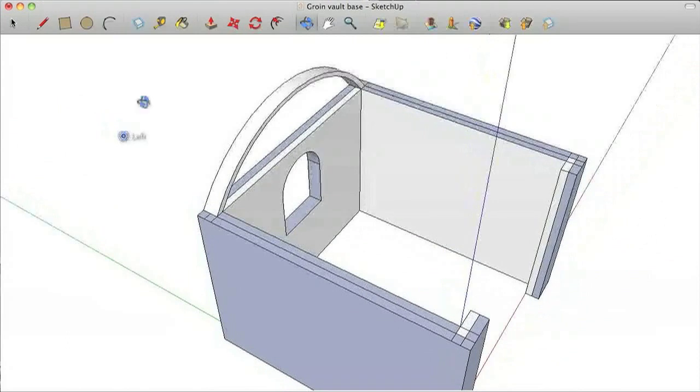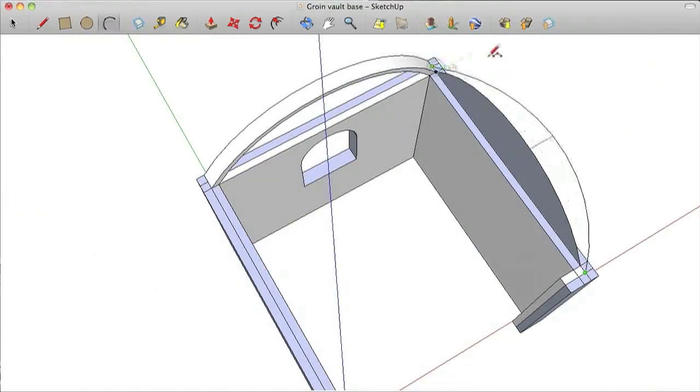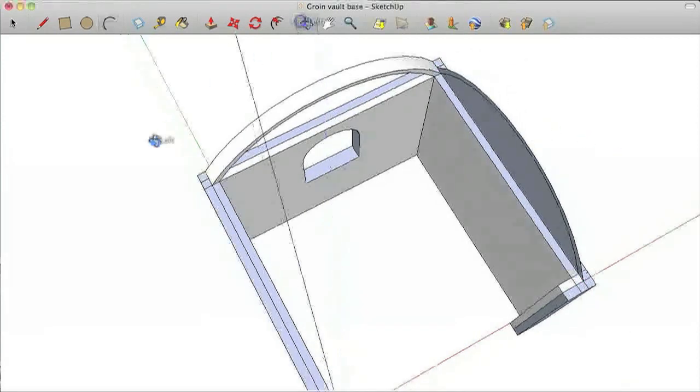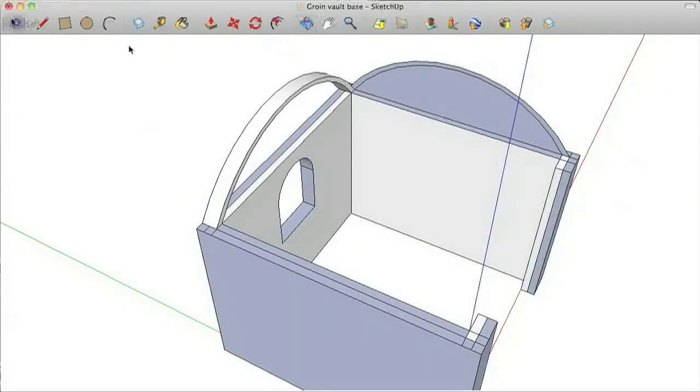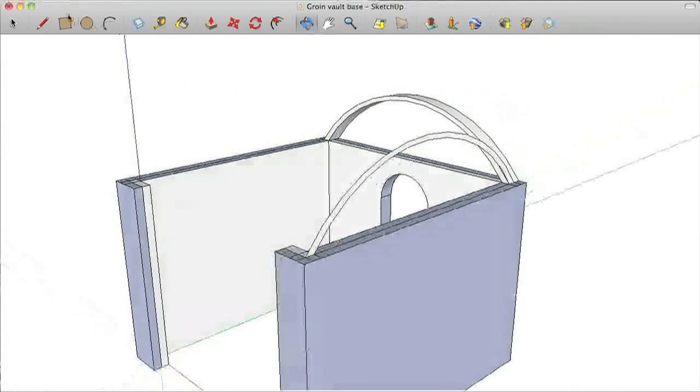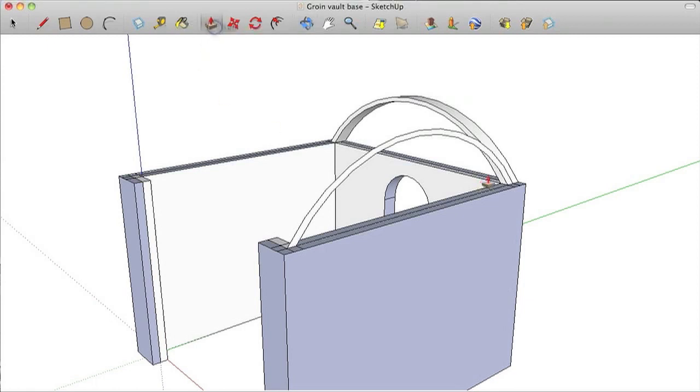We create the second arch in exactly the same way, perpendicular to the first. Remember that it has to be the exact same height as the first arch. Again, we create the arch plane, and then extrude the arch so that it has thickness.